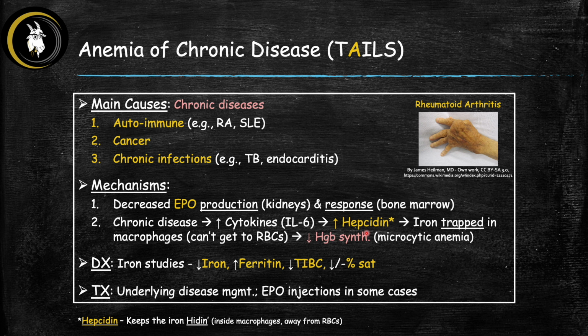Therefore, those red blood cells are going to sit there and wait for iron. They're never going to get it. Since they don't have iron, they can't make heme. Since they can't make heme, they can't make hemoglobin, and therefore we're going to get microcytic anemia.